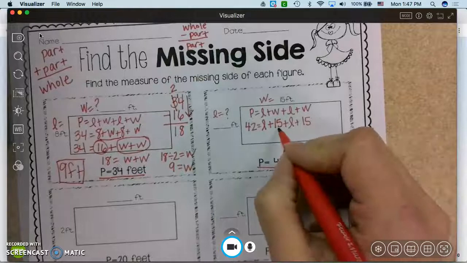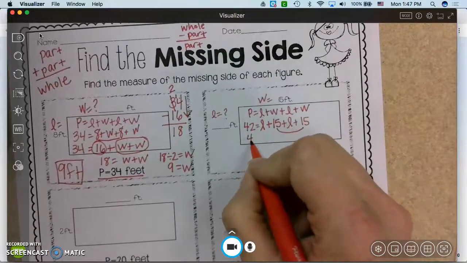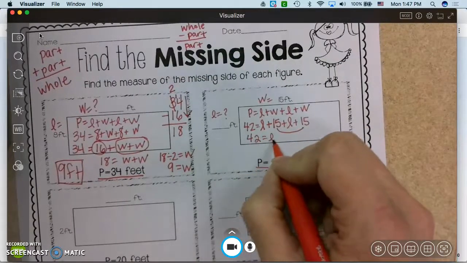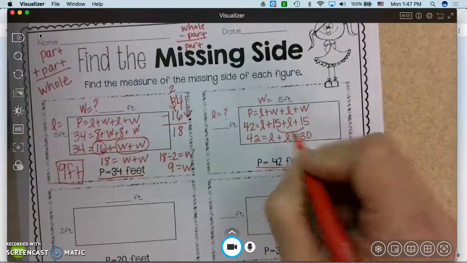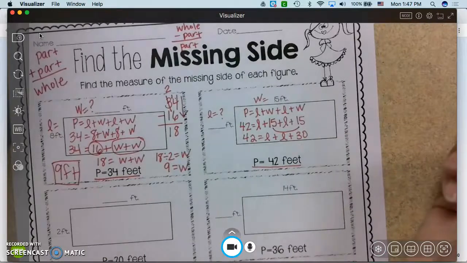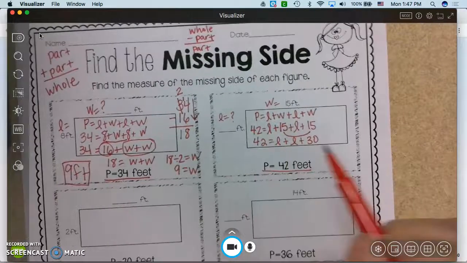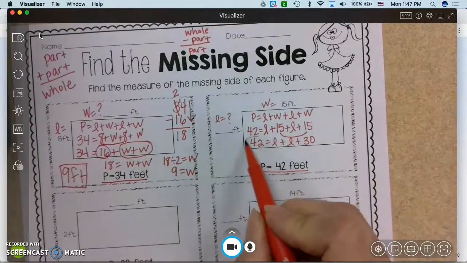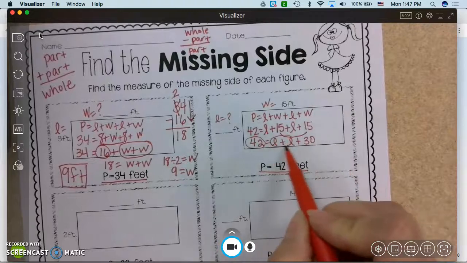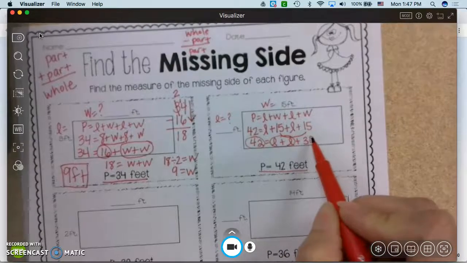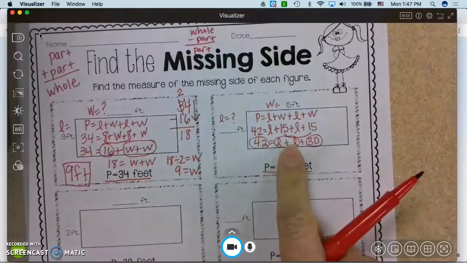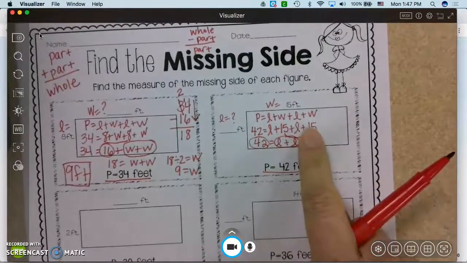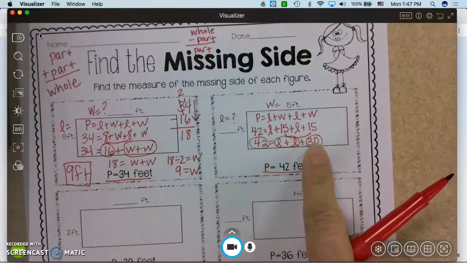I'm going to work out the parts that I know. I can put my 15s together. So 42 is equal to length plus 30. And the 30 came from 15 plus 15. So now I can think part, whole. So the whole amount is the 42. One part is my lengths put together, and my other part is my widths put together. So length plus length is one part, and width plus width, 15 plus 15 is 30. 30 is my other part.